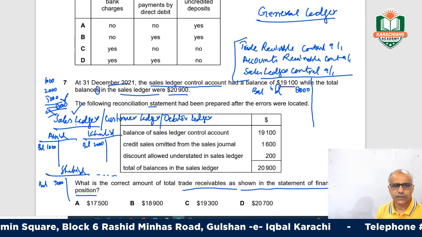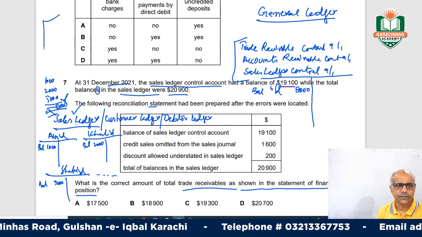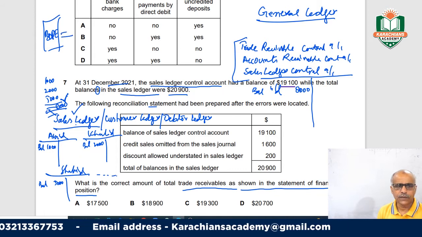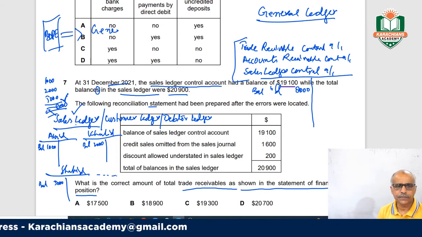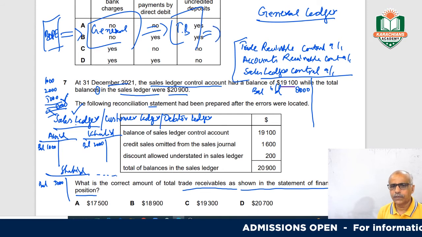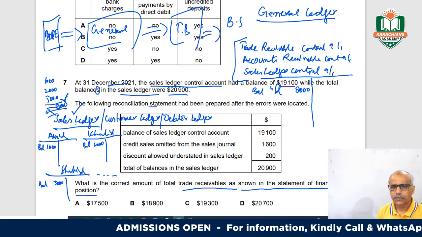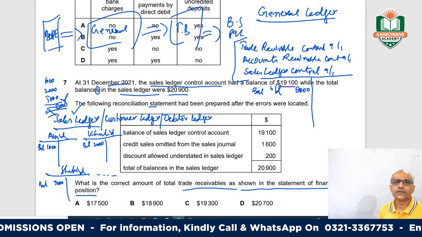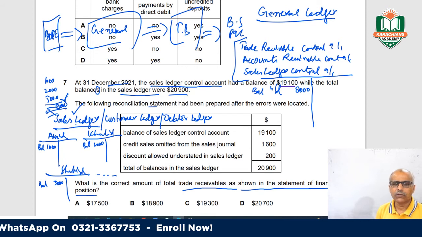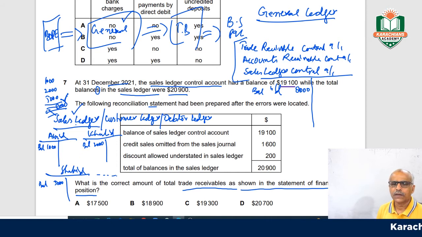As per the process, the information from books of prime entry goes to the general ledger, and from the general ledger to the trial balance, and from the trial balance you prepare the balance sheet and profit and loss. This is the process. No information goes from the subsidiary ledgers. All accounts are maintained in the general ledger. That is why the trade receivables balance appears in the balance sheet.